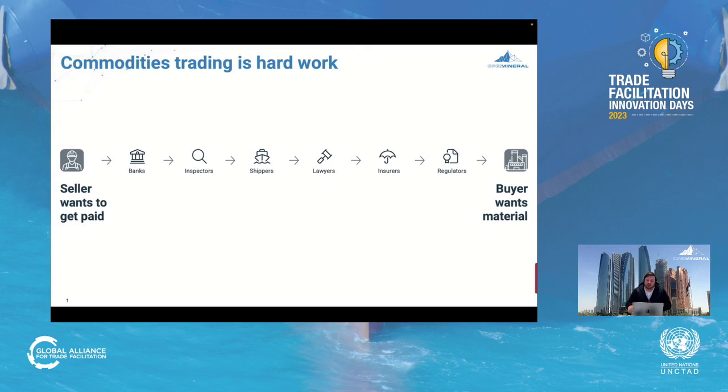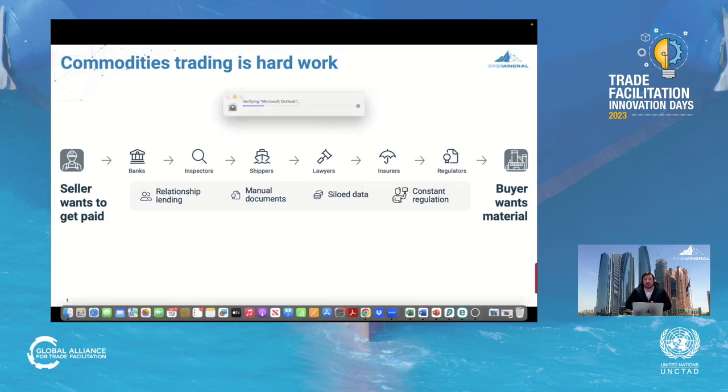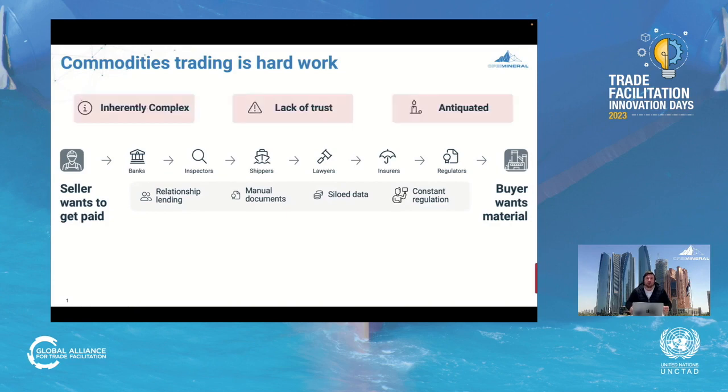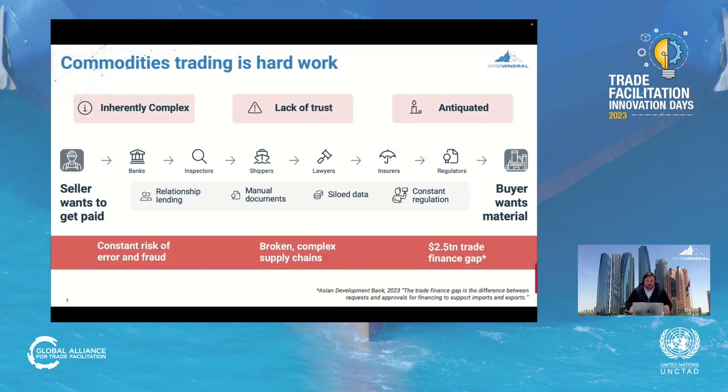This network of intermediaries has grown up over a number of years and is characterized by the previous generation of exchange of information. So here we see there is a large amount of paperwork in between, often getting in the way of actually seeing what's going on. The industry is complex, lots of trust issues, lots of antiquity. So everything we've been talking about this morning, we feel it in the commodities market every day.